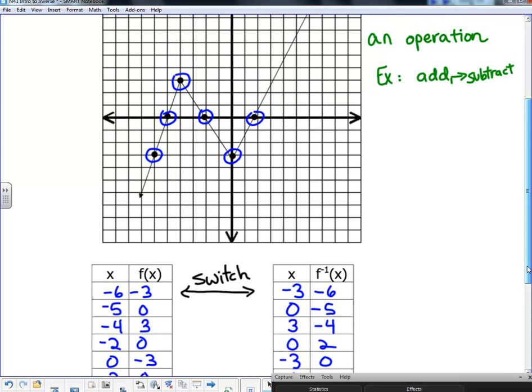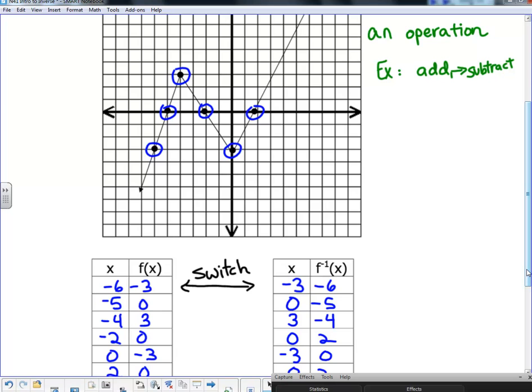So let's go ahead and graph the points of the inverse and see how that graph looks up against the original graph. -3, -6. 0, -5. I'm going to connect those as I go so I don't get lost connecting the points. 3, -4. 0, -2. -3, 0. And 0, 2.